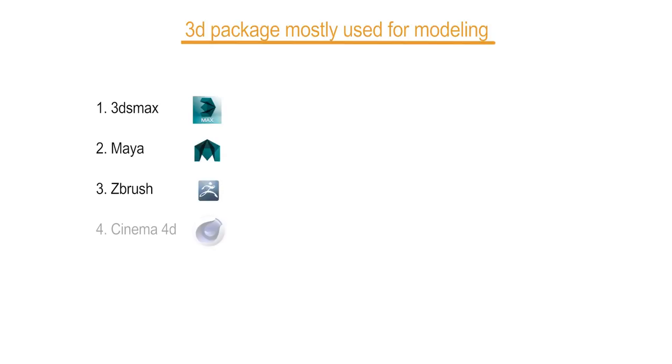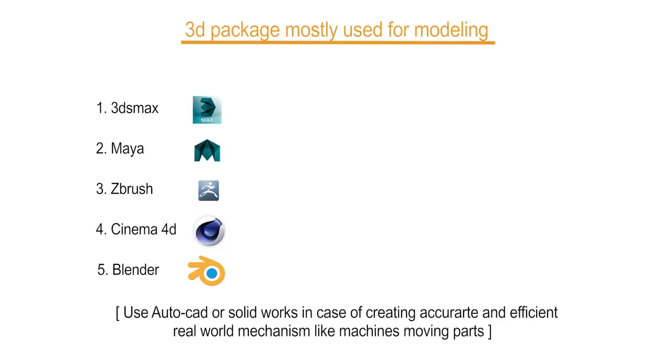So we're going to discuss what 3D packages are mostly used for modeling. We use 3ds Max, Maya, ZBrush, Cinema 4D, Blender, etc. One important thing: you can use any of these software for creating models, or you can use a combination of these for getting good results. They are all good at modeling but not very accurate and efficient at creating real world mechanisms like machines, working parts or similar things. For that purpose, you can use AutoCAD and SolidWorks or something similar.